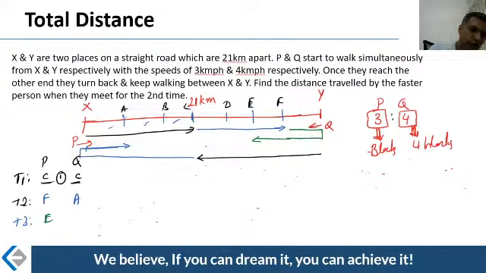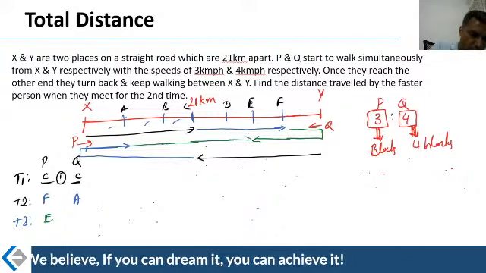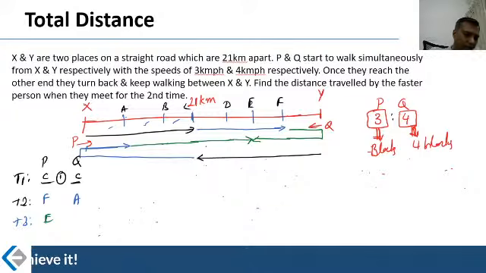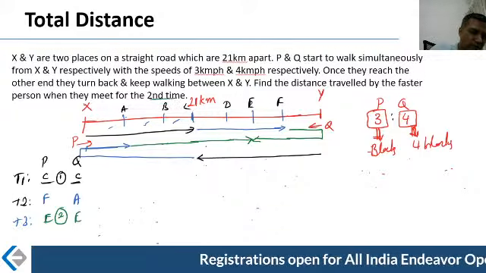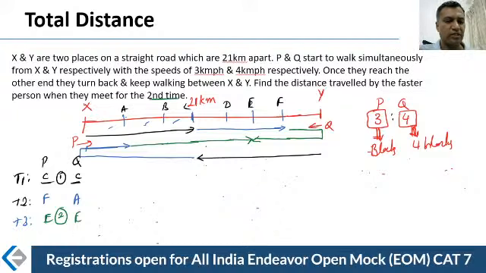In the same time, what happens to Q? He will travel 4 blocks. A to B, 1 block. B to C, second block. C to D, third block. D to E, fourth block. In the sense, both are at E. They met for the second time. Why am I doing that? Because that's what the author is asking. When they met for the second time, what is the distance covered by the faster person? That is the question precisely.